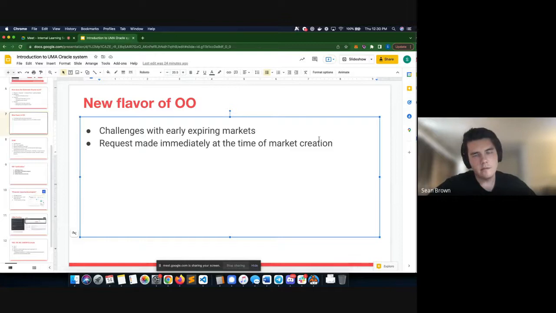This turns that idea on its head, and instead, requests are registered or made basically immediately at the time of market creation in the case of Polymarket. So they would create these markets and then immediately register that at some point in the future they want the answer to this question.